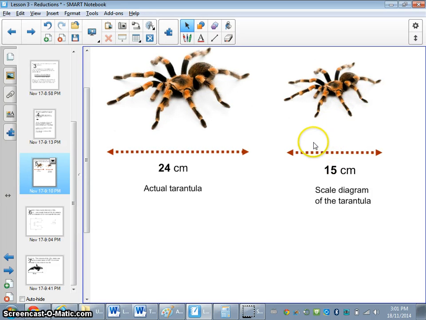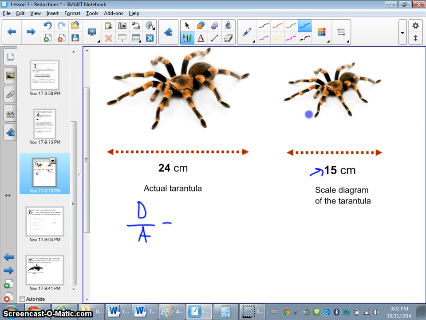All right, so again, we always take the length on the diagram, which is 15, and put that on top. Remember, we go diagram over actual. So the diagram length is 15 centimeters, and the actual length is 24 centimeters. All right, so now we can do a couple of things with this.